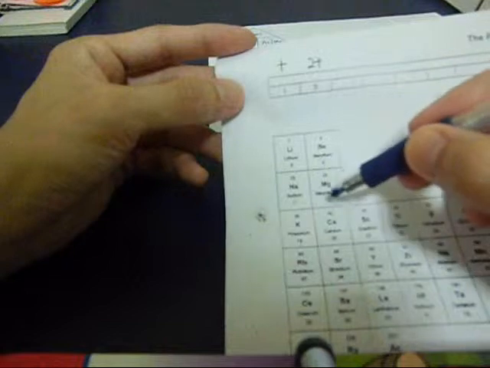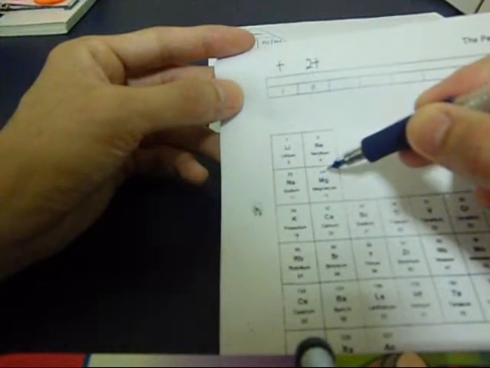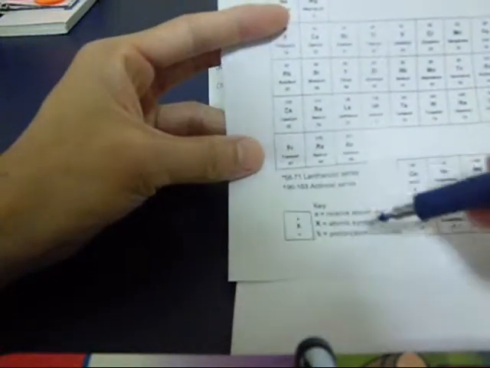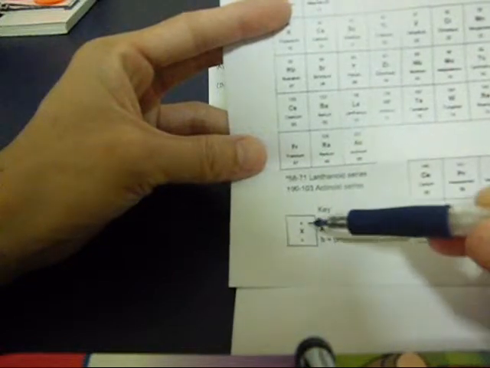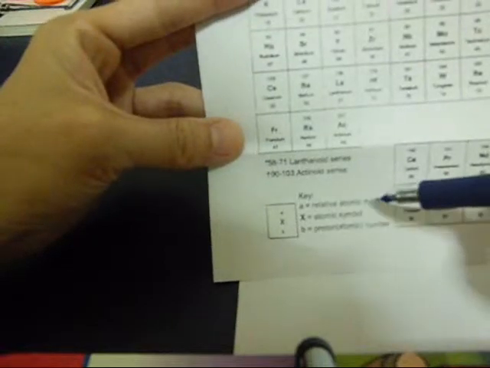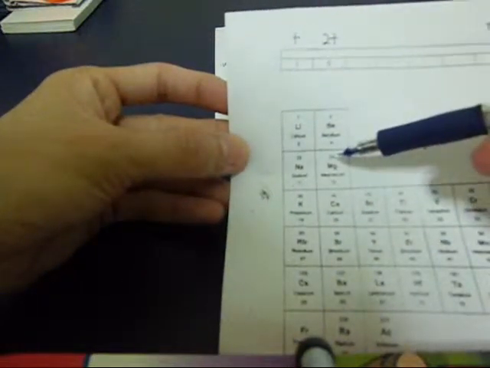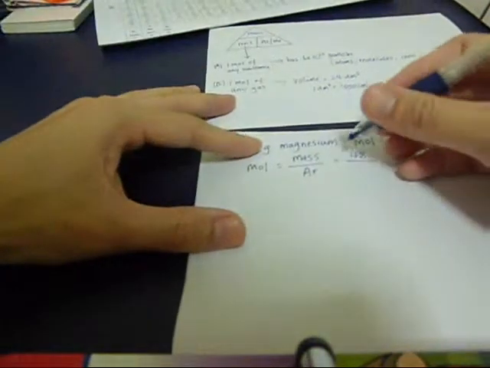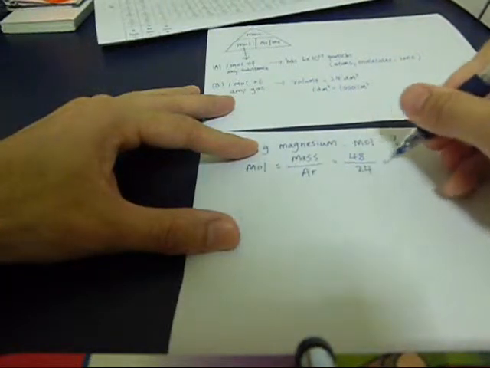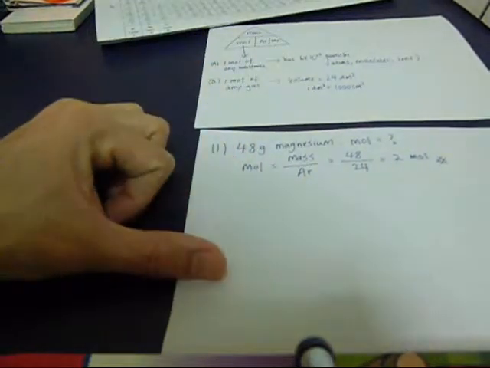This is your periodic table, this is your magnesium. The top number is your AR. How do you know the top number? If you look at the legend, the top number is your relative atomic mass, and relative atomic mass is actually your AR. So for magnesium, your AR is 24. You write down 24, and that would give you 2 mole. That would be the answer for this question.